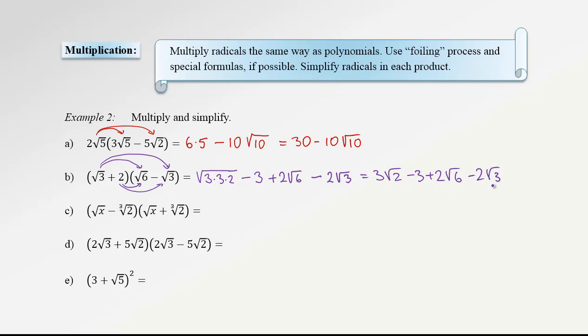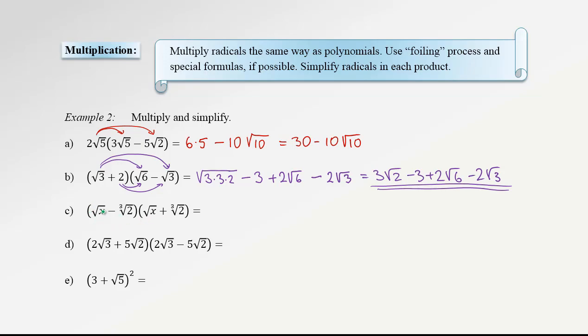Are there any radicals that are like? No, so that's our final answer. There's nothing else we can do here. Next example. Oh, that could be a bit tricky because we have this cubic root. However, can we apply a special formula that will help us to multiply? Do you see these two brackets are really conjugates? So yes, we can. We can apply difference of squares, right?